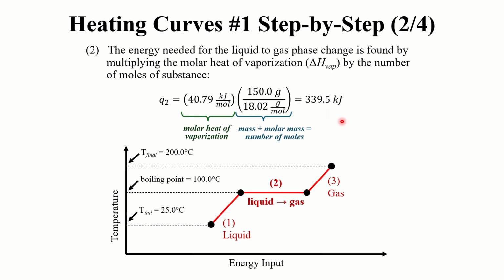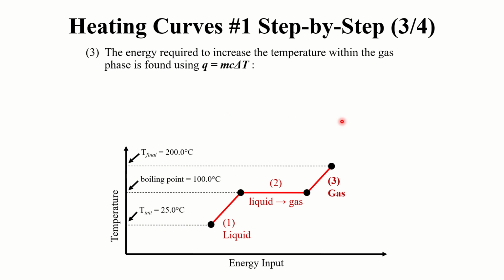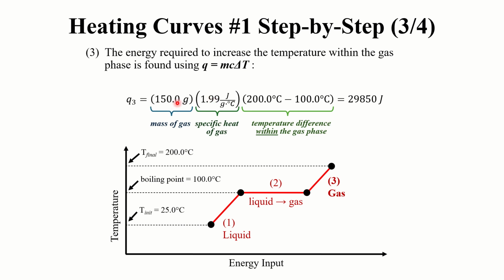339.5 kilojoules. Final step, we need to find the energy required to increase the temperature within the gas. We're on a diagonal line again, so we'll again use the equation Q equals mc delta T. M is the mass of the gas, C is the specific heat of the gas, 1.99 joules per gram degrees Celsius, and the change in temperature of the gas is final minus initial, 200 degrees Celsius minus 100 degrees Celsius, which is 100 degrees Celsius. Multiplying these values gives you 29,850 joules.